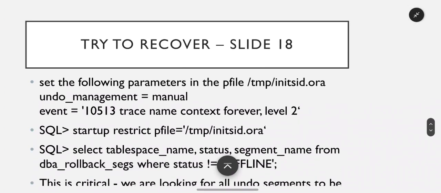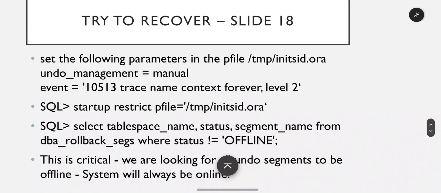Now shut down the database. Set the following parameters in the pfile, or you have to change them. Undo management, hopefully it will be there already. You have to change it to manual if it is automatic. And mention event parameter equals, in single quotes, '10513 trace name context forever, level 2'. This is important. It should be typed as it is with the proper spacing, not more or less.